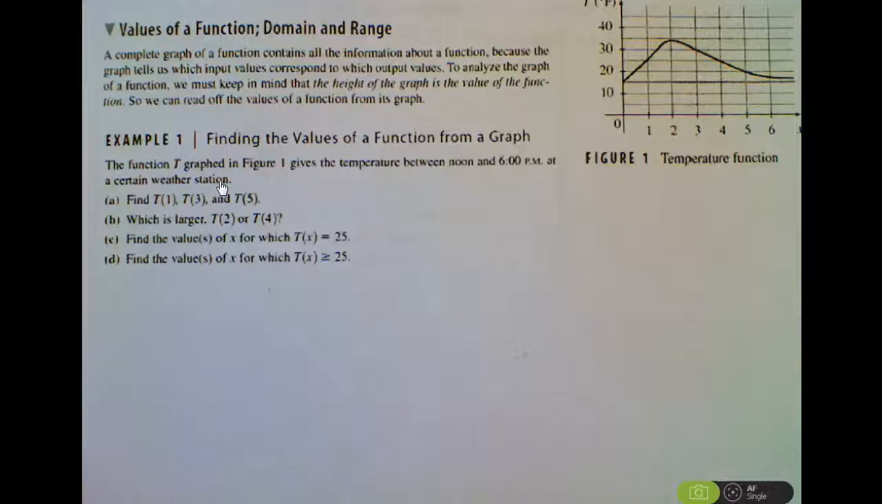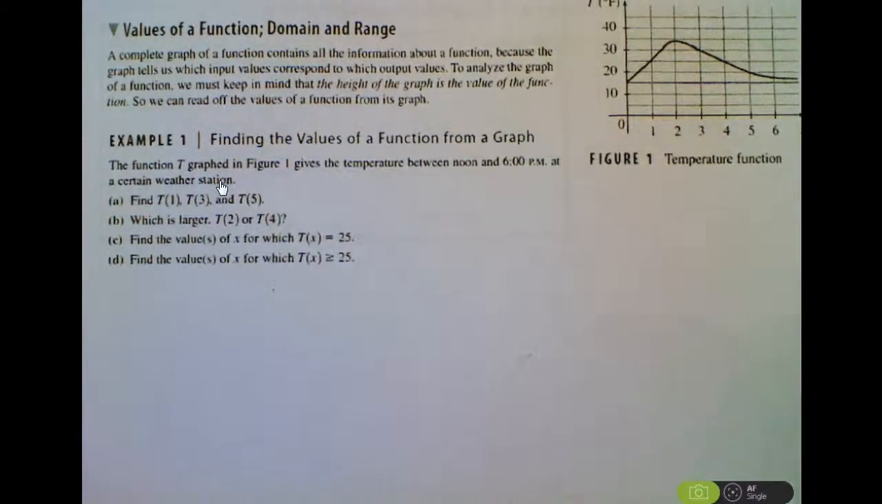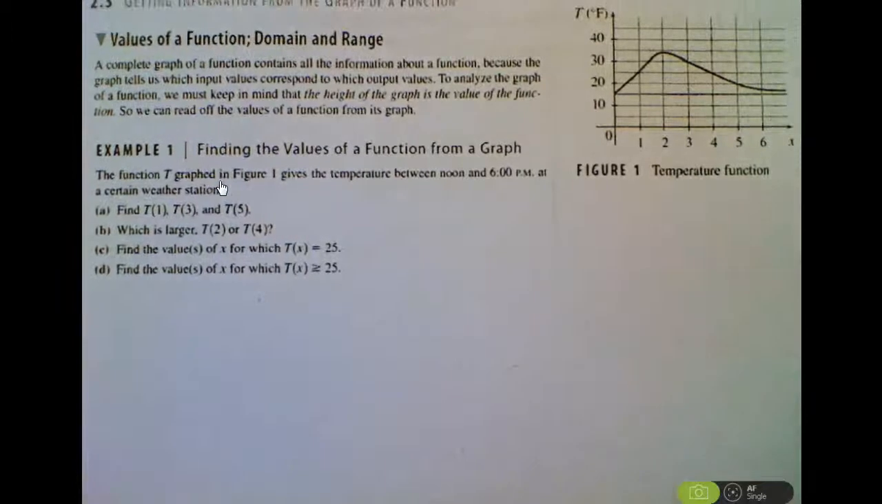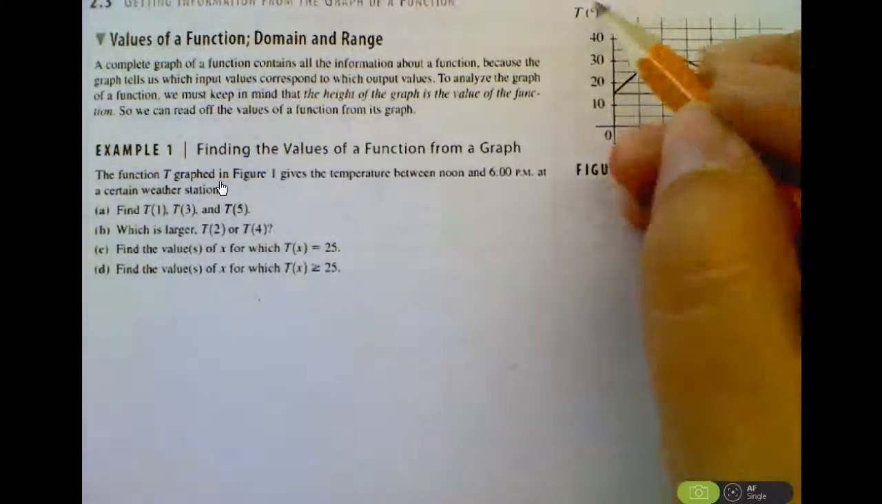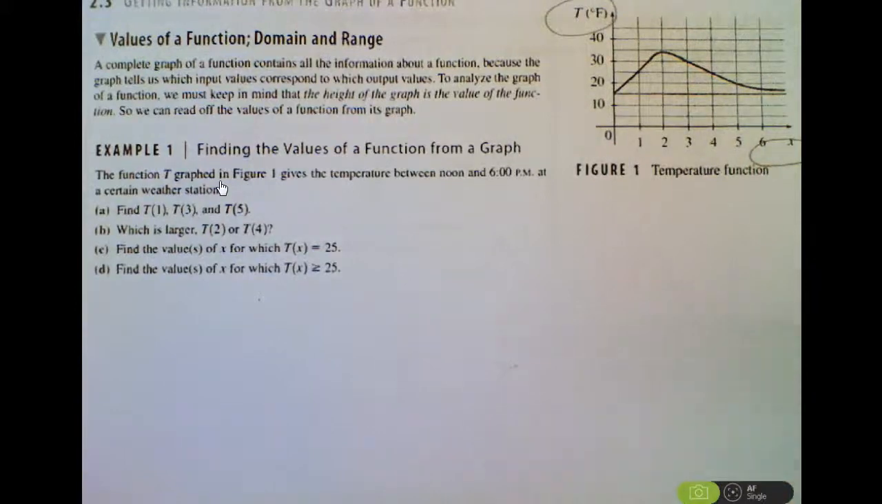In this section, we're going to talk about getting information from the graph of a function. So whatever function we have graphed, always pay attention to the labels on the x-axis and on the y-axis, because that will give us a hint of what it is that we're talking about.